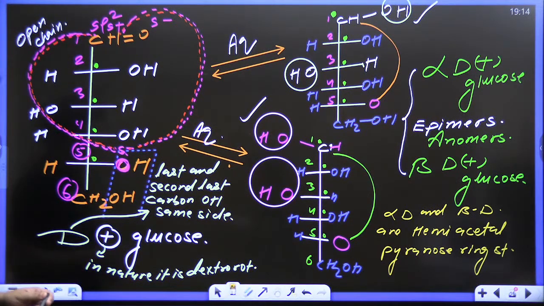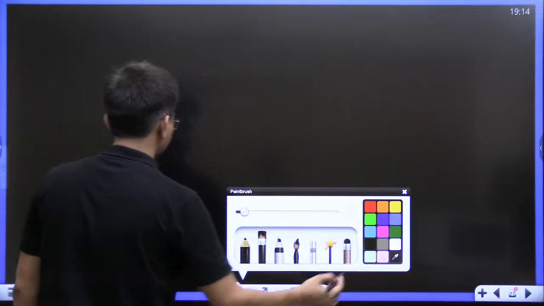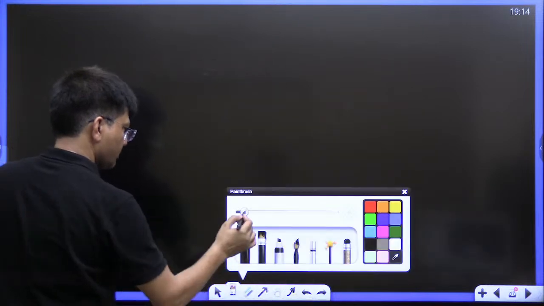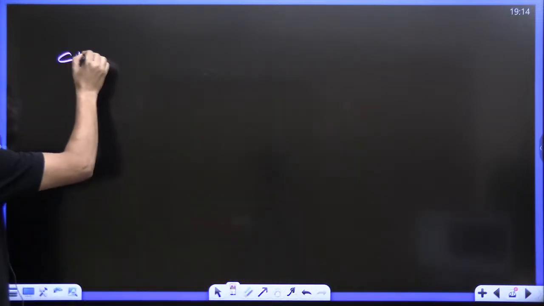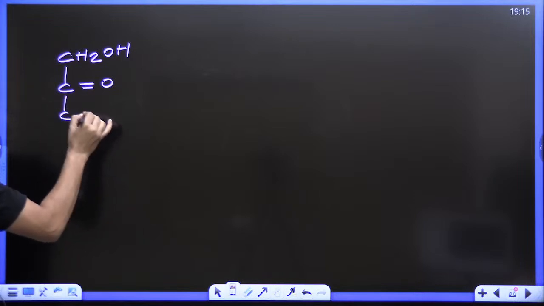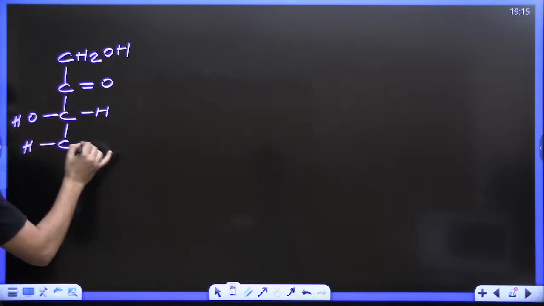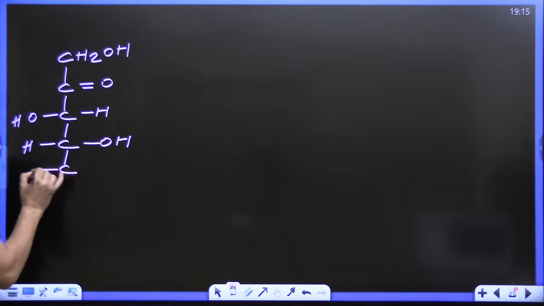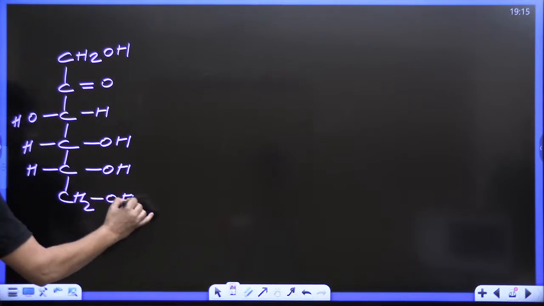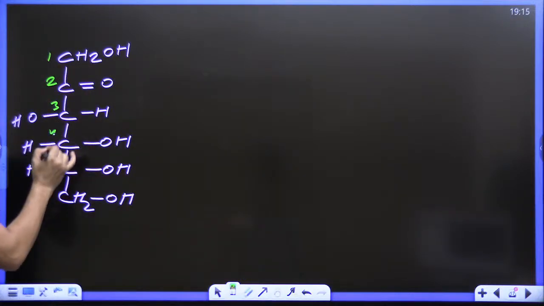Now the same thing, if I tell you in fructose, just see to it. CH2OH, CH2OH, C double bond O, CHOH, CHOH, CHOH, and CH2OH. Just try to understand, the same fifth carbon, 1, 2, 3, 4, 5, 6.